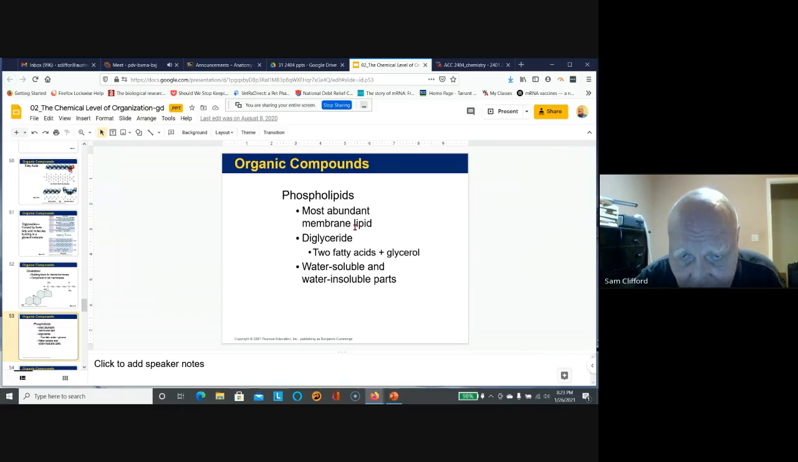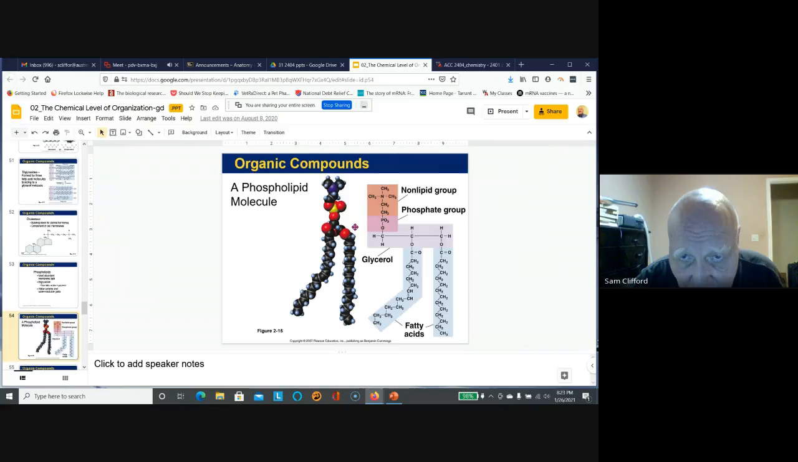Phospholipids. Okay, here's the hydrophobic portion. Here's the hydrophilic with nitrogen and oxygen. So this is the head of the phospholipid. These are the tails. So these are the hydrophobic tails. This is the hydrophilic head.